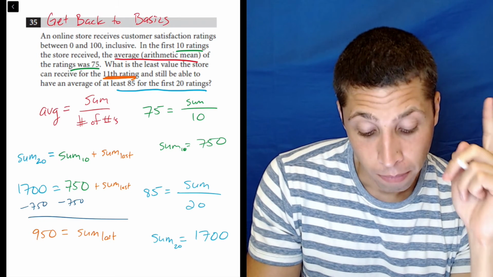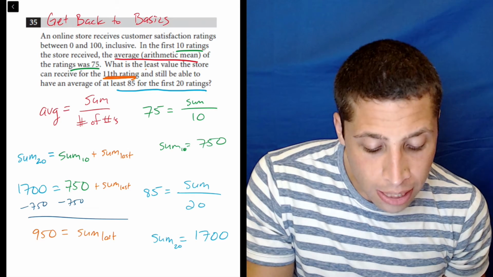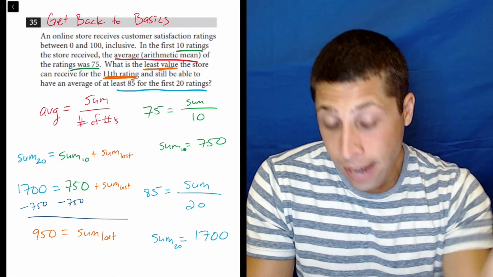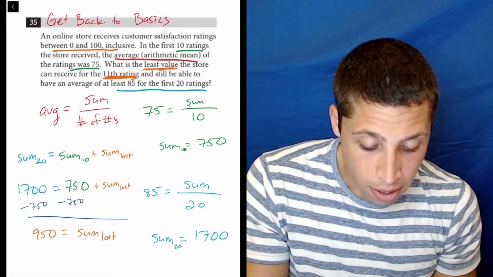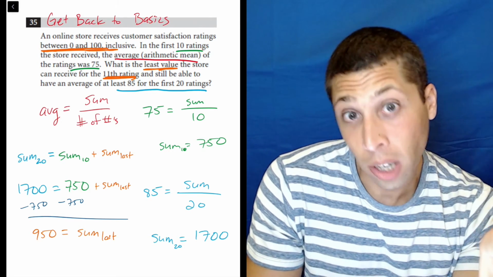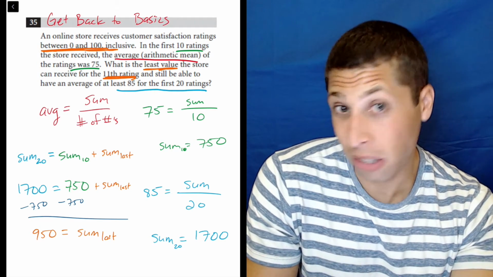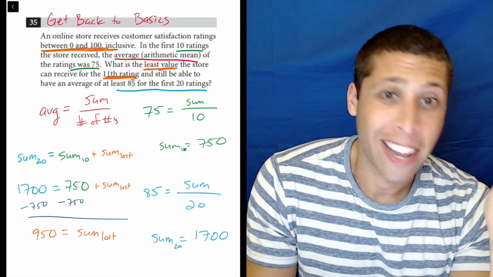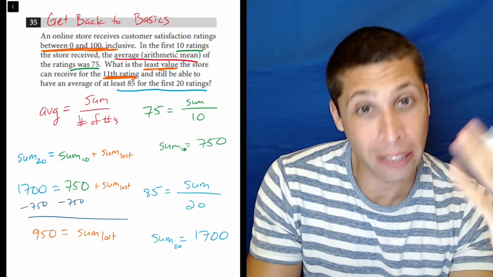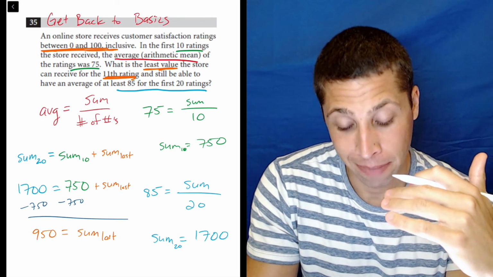But it's not just that they want the 11th rating. They want the least value of the 11th rating. And they did tell us in the first sentence that the ratings could be between 0 and 100. So one would think, well, can't the least value just be 0? Well, it's not that easy, unfortunately, because this is a hard question, and so there's going to be a little bit more to it. So this is where the critical thinking piece comes in.